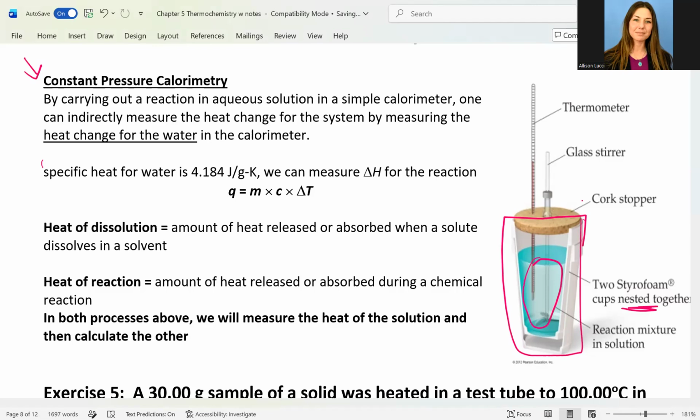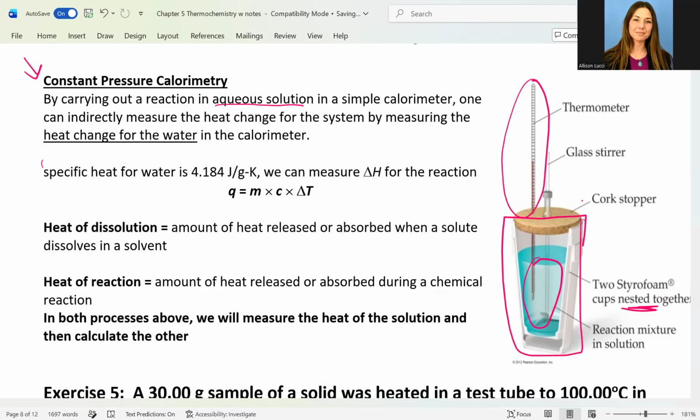So when we carry out a reaction in aqueous solution, we're going to be measuring, at constant pressure, a change in temperature. We have this thermometer in our setup here, and we can indirectly measure the heat change for our system by measuring the heat change for the water in the calorimeter. So what we're really looking for is the reaction taking place in the water. But again, we're going to measure the water and then know that that's going to be equal to the opposite heat change for our reaction.